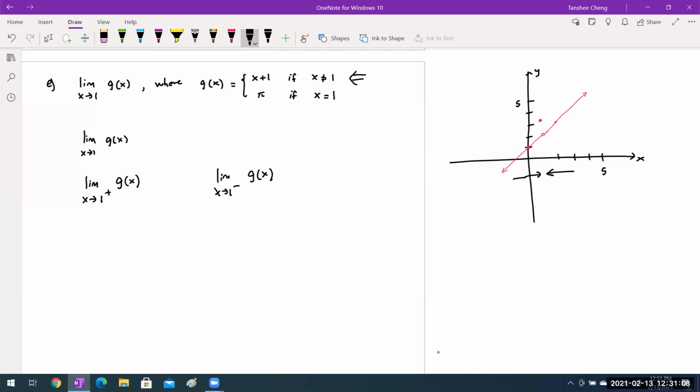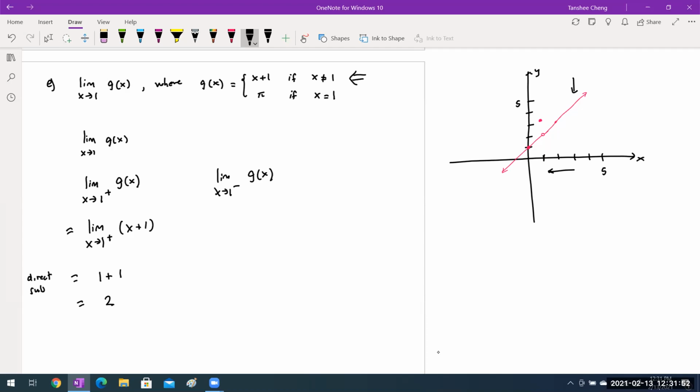So it is very important that you understand which functions we need to use. When we approach 1 from the right-hand side, we are still talking about the formula of this line. So I can say this is the limit as x approaches 1 from the positive side of x plus 1. Since this is a polynomial function, x plus 1 is a polynomial, so I can use direct substitution to evaluate it, which is 1 plus 1, equal to 2.